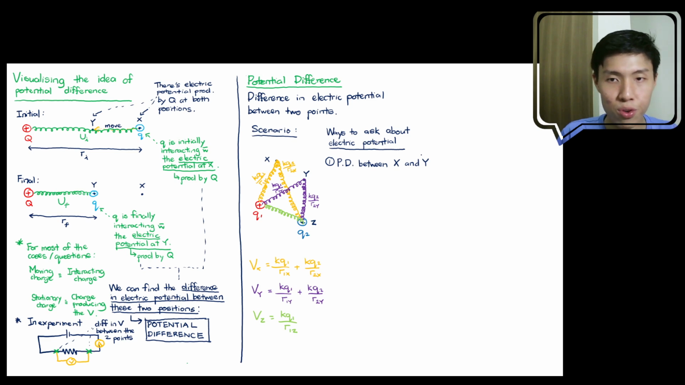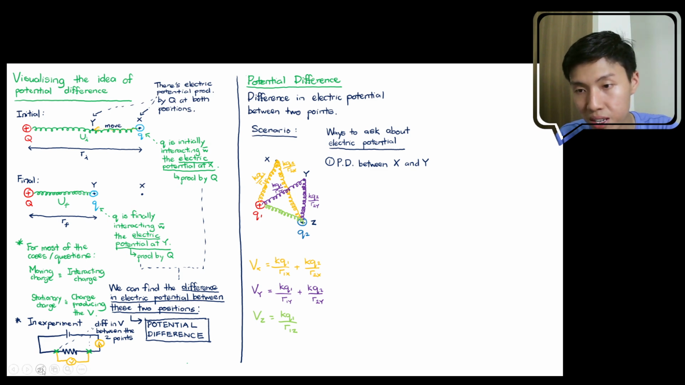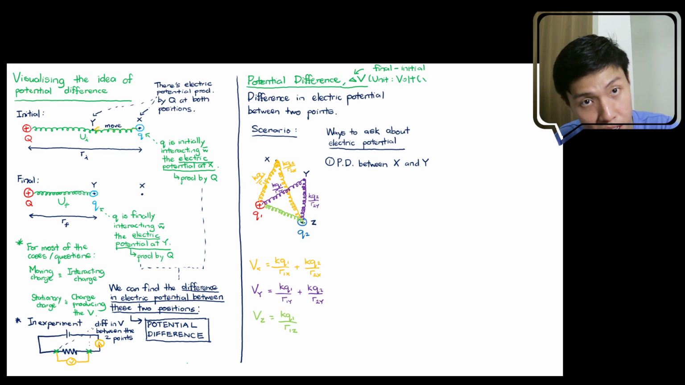First of all, we have to be very clear that when we talk about potential difference, the symbol is delta V. Let me be very clear and write it up on top. The symbol for potential difference is delta V. I hope you are clear that when we see delta V, it's always final minus initial. Of course, let me add some information. The unit is still volt, because you take final electric potential minus initial electric potential, still the same unit.